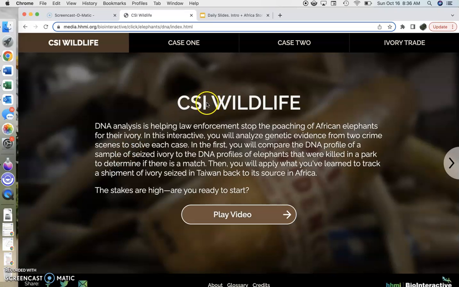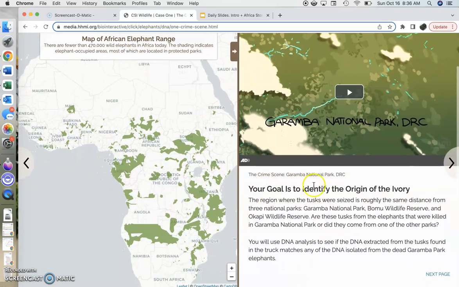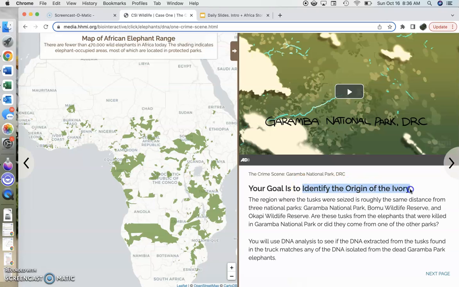All right, team. We are doing a little bit of CSI this week, and our goal, if you start to click into our CSI Wildlife here, is to identify the origin of an ivory sample that has been seized, right? So there's been poaching that's occurred, and we have this ivory, and we want to figure out where in Africa this poaching occurred.